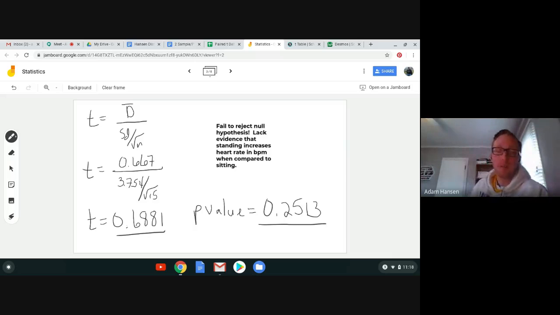So in context, that p-value tells us that if there really was no difference, if the null hypothesis was true, if there really was no difference in heart rates for sitting and standing, we would find 15 people with data such as ours 25% of the time. So any difference is just normal variability. We lack evidence to show that standing increases your heart rate. Any problems there?